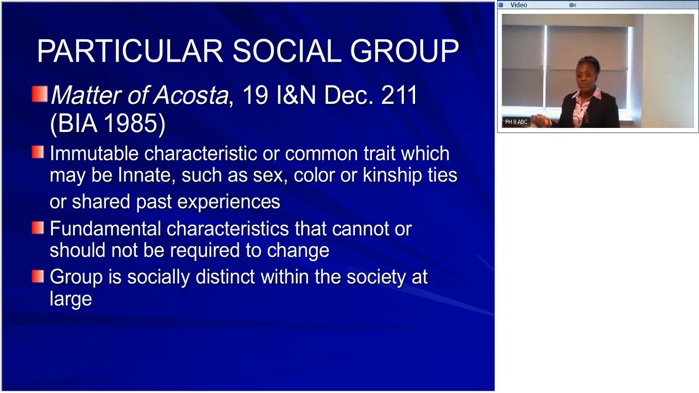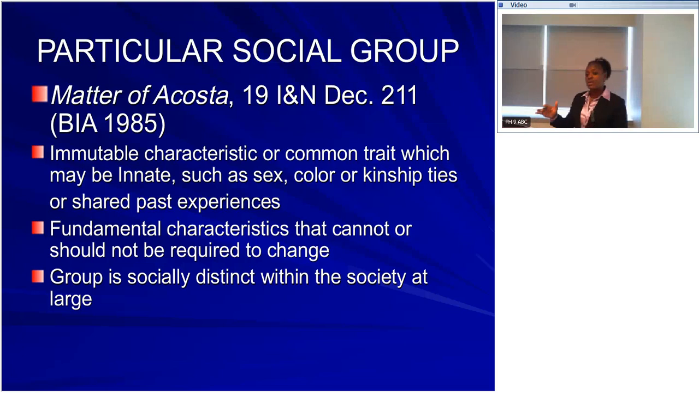We have some guidance, and this comes out of much litigation. So we started off with ACOSTA, which gave us some very clear guidelines in terms of what we had to establish if we were trying to make a claim that was based on a particular social group. Immutable characteristic or common trait, which may be innate, such as sex, color, kinship ties, or shared past experiences, things that you shouldn't be required to change, right? Fundamental characteristics that cannot or should not be required to change. And the group should be socially distinct within the society at large. That's what we got from ACOSTA.